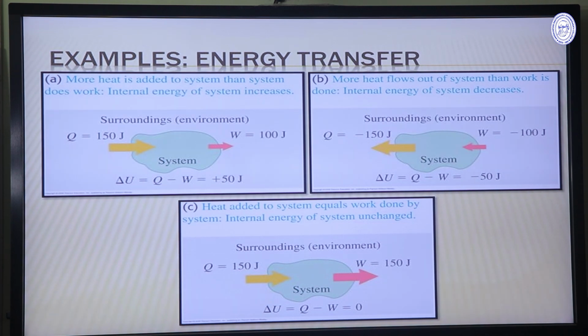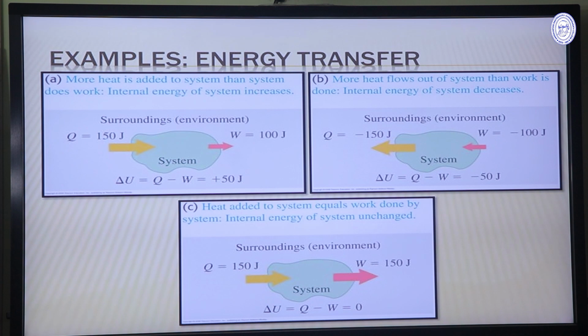Now coming up to the third situation, where heat is added to the system that equals the work done by the system. That means the amount of Q that is introduced inside the system and the amount of work that is done is the same. So if Q is equal to 150 joules, work is also found to be equal to 150 joules. And in such a situation, we see that there is no change in the internal energy, that is, it remains constant, or we can say it is 0.